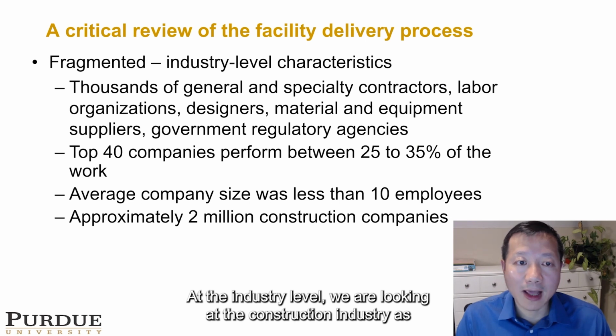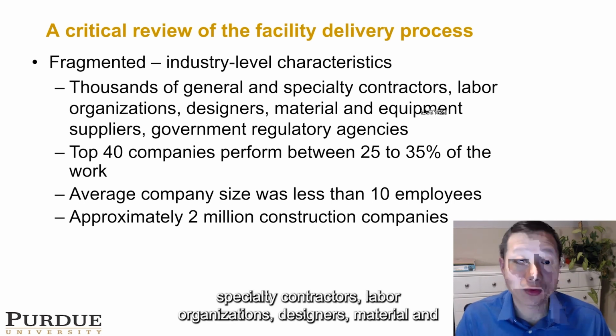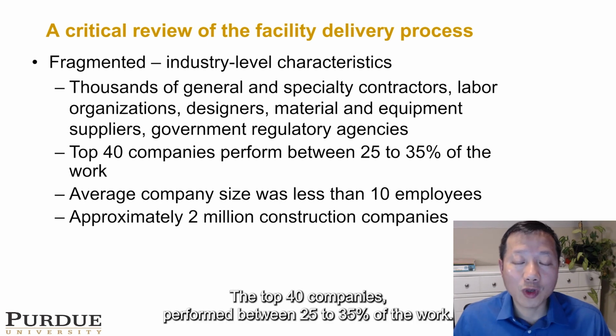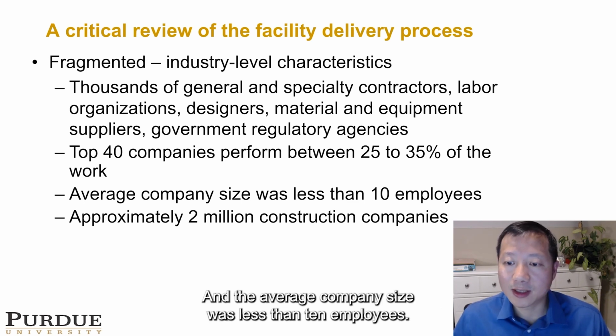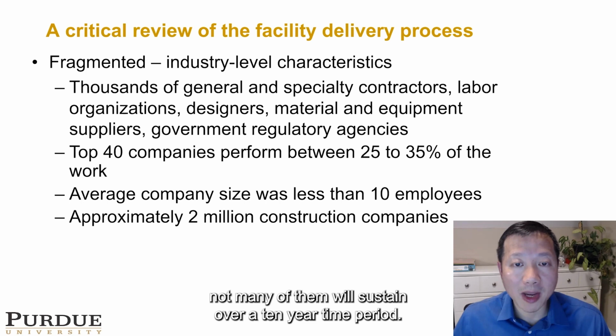At the industry level, we are looking at the construction industry as consisting of thousands of general and specialty contractors, labor organizations, designers, material and equipment suppliers, and the government regulatory agencies. The top 40 companies perform between 25 to 35% of the work. And the average company size was less than 10 employees. Approximately 2 million construction companies exist today, and not many of them will sustain over a 10-year time period.